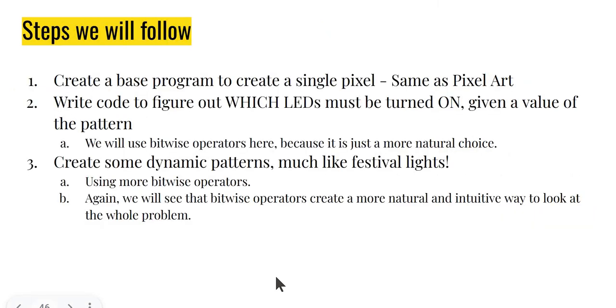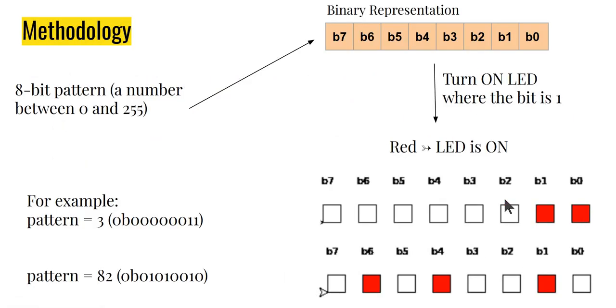The steps we'll follow, and this is important to understand so that we know where we are going. We will create a base program to create a single pixel, same as pixel art. So it's exactly like writing a square and then doing pixel art. In fact, I must add that we must put them in a single row with these markings. We'll create it as though all LEDs are off, but with these markings put in, so that helps. Now, of course, I'm just putting them in a single row, but you can put them in more complicated manners. You can probably try to put them in a circle and so on. So that's my base program.